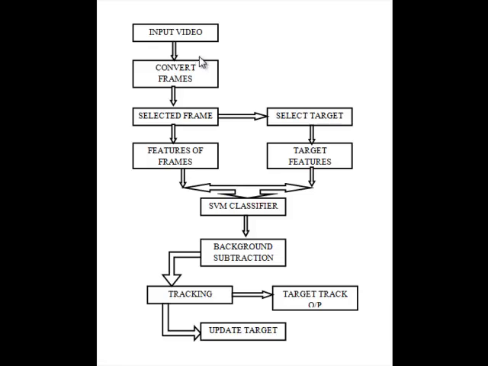In the first step, we give the input video, and from it we extract the selected frame and select the region in which we want to track the person. Then from the selected region, we extract the feature values, and then we extract the features for each and every frame. Then these target features and the features of each and every frame are given to a classifier to classify the values which match the given selected target.